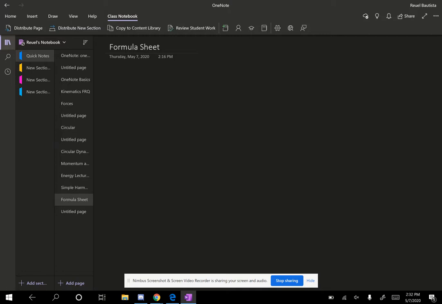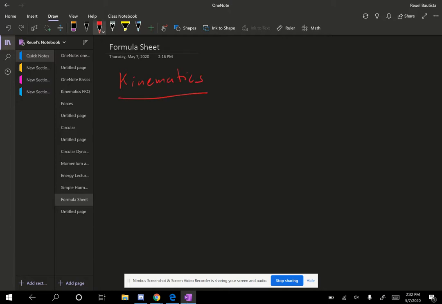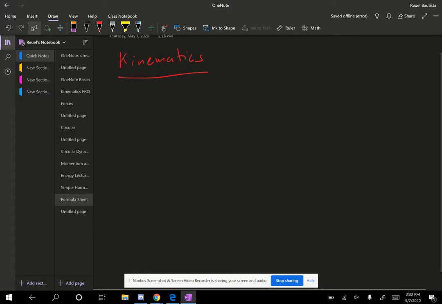So the first one that we're going to work on, obviously, is going to be our kinematics. Section 1 will be kinematics. These are the equations that we're going to need to know. There are several equations that are very, very important when it comes to kinematics. The first one is this: velocity is equal to distance over time.